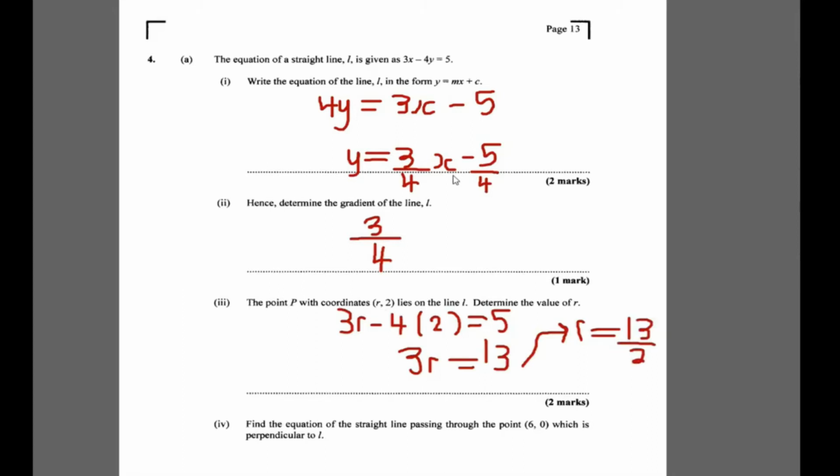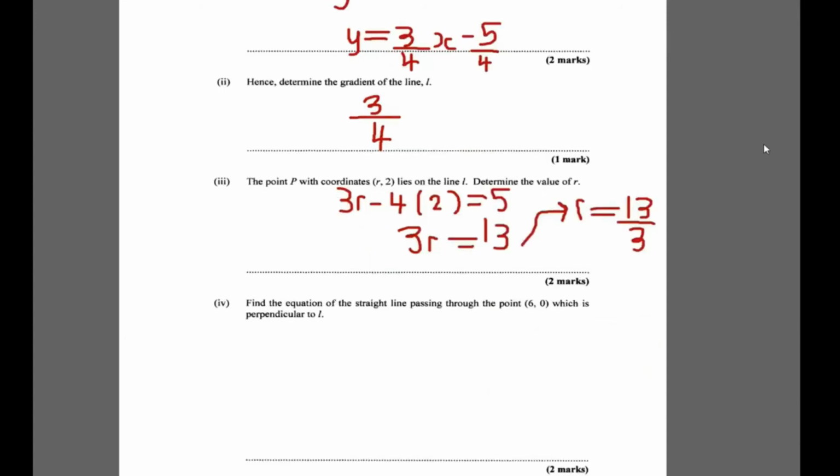You can check it. When you put x as 13 over 3, you have 3 over 4 times 13 over 3 minus 5 over 4, you get 2. So this is right. R is 13 over 3.